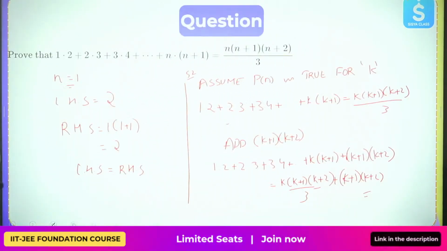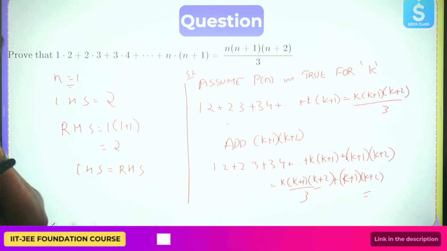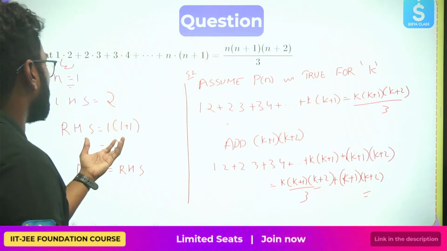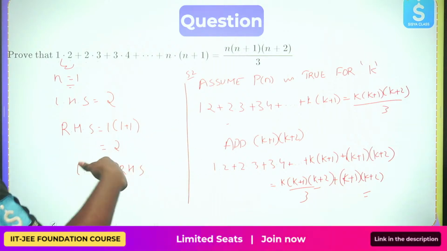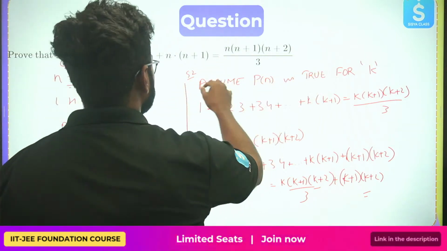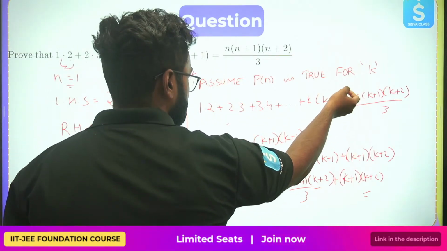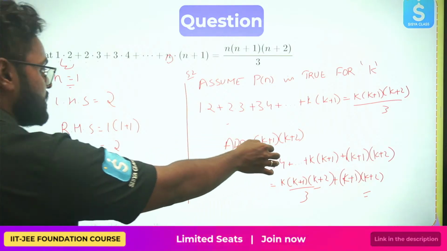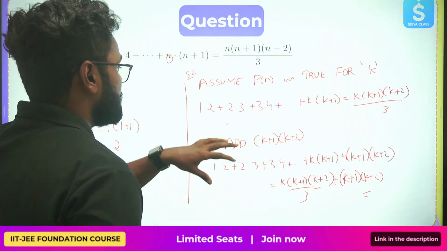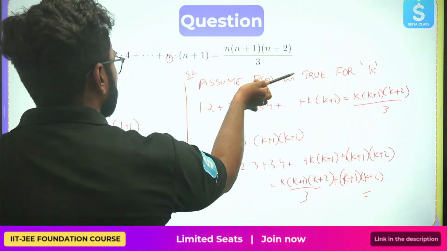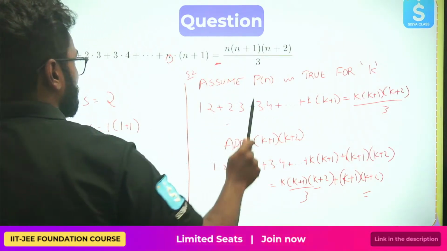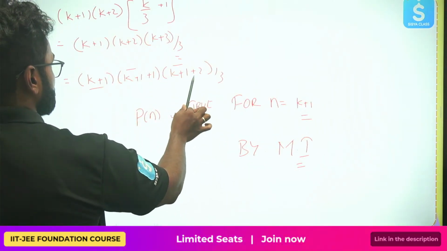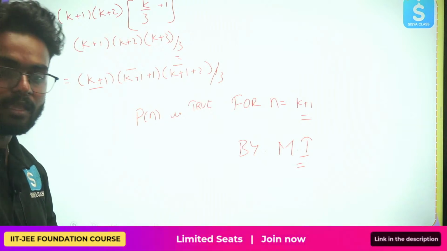Let me just take you back through every step. First we have taken n equals 1, we have put the value, and we have got the first term. Then we have checked the right hand side, we have got 1 into 1 plus 1, 2. Then we have assumed this is true for n equals k, then we substitute the value of n with k, which gave us k into k plus 1 into k plus 2. Then we added (k plus 1)(k plus 2) on both the sides, which gave us k into k plus 1 plus (k plus 1)(k plus 2). Finally we are receiving k into k plus 1 plus 1 into k plus 1 plus 2 by 3. This is something we are receiving in the end.